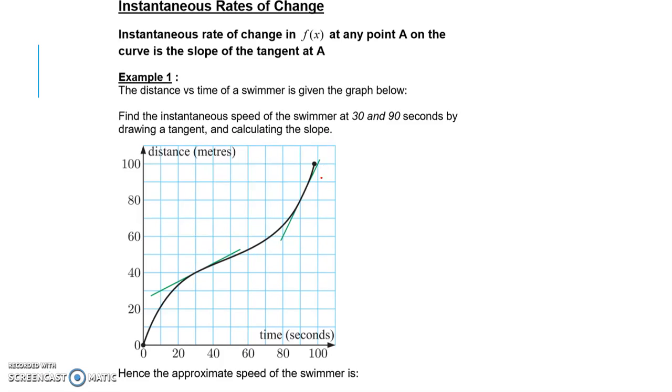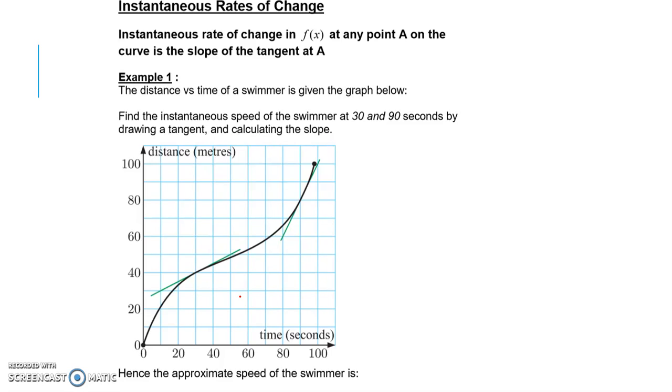So in order to calculate the instantaneous rate of change, which in this case is the speed, we want to draw a tangent at this point and then calculate the rise over run, the gradient of the slope. Now I'm not going to do this manually because it's too difficult with the pen, but you can see from this gradient here at 30 seconds, it's got a rise of 1 and a run of 2. So the speed of the swimmer at 30 seconds is 2 meters per second.